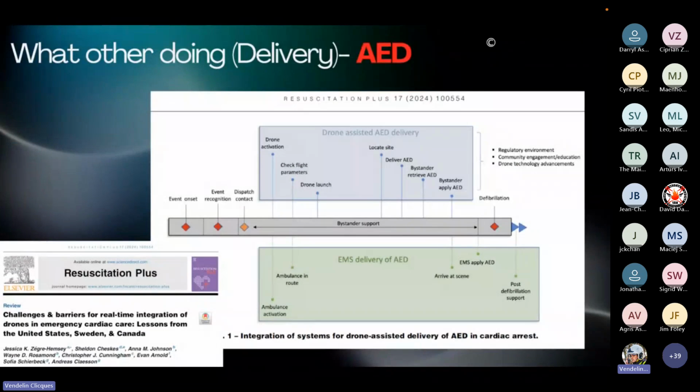And then, other than our team, what other medical people are doing with medical use drones? There is research about dispatching the AED. There is a very good paper summarizing the findings from the US, Sweden, and Canada about the challenges, how they did it, and what could be the best practice. It is also the concept of the PEMS, using the drone to deliver the AED and make it faster than the EMS arrival.